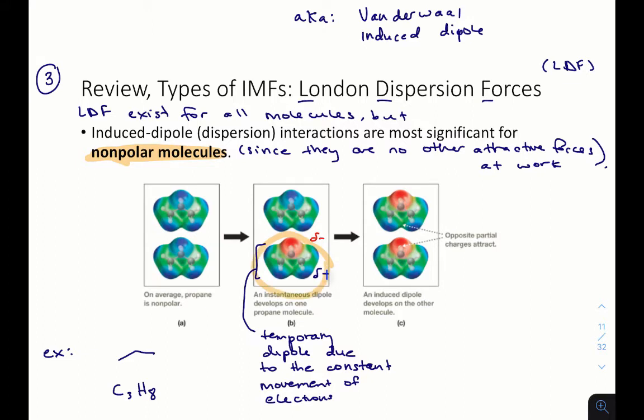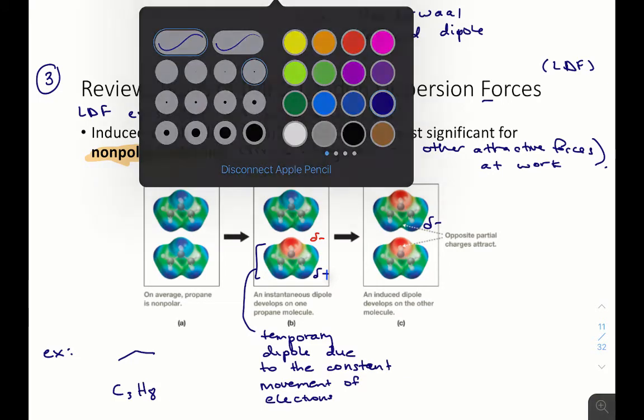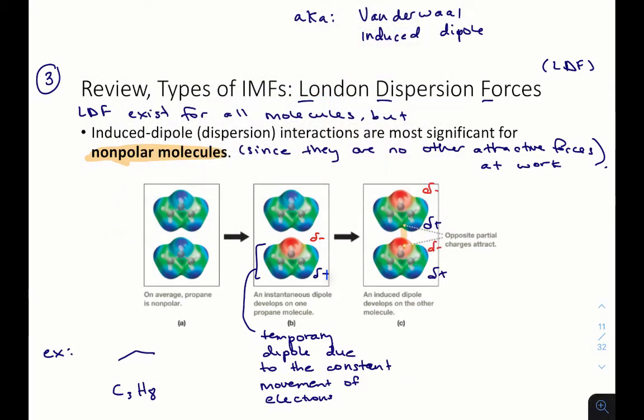This temporary dipole then induces a temporary dipole in its neighbor, so that the electron cloud becomes polarized in the neighboring molecule as well. And then there is an attraction between those two oppositely charged electrostatic regions, and there's our intermolecular force of attraction. It lasts for a moment, and then it goes away, and the two molecules go back to being nonpolar with evenly distributed electron clouds.